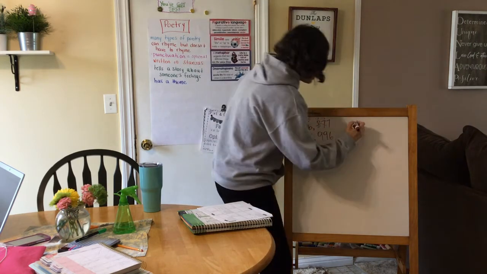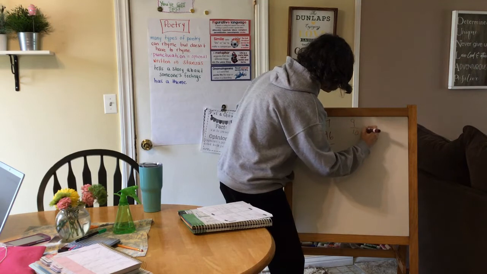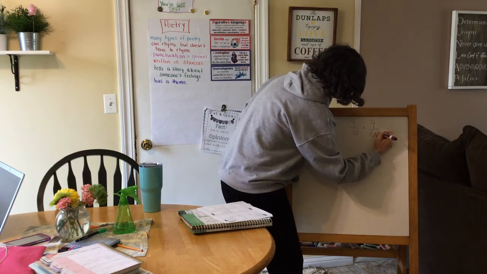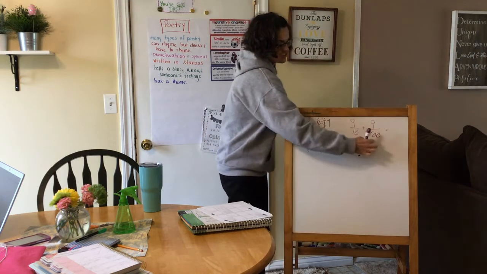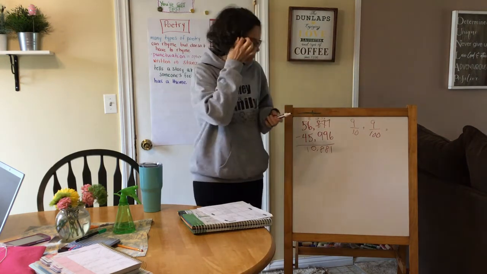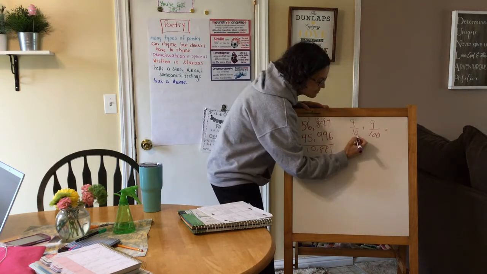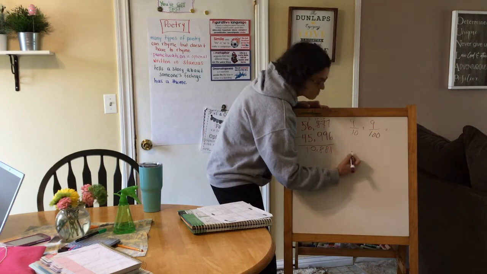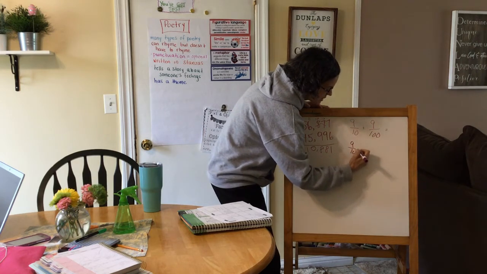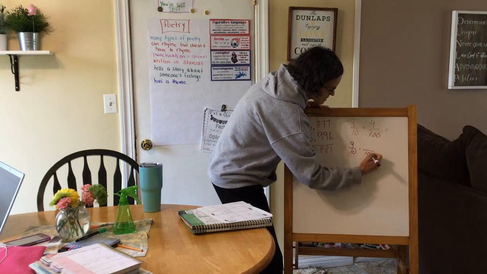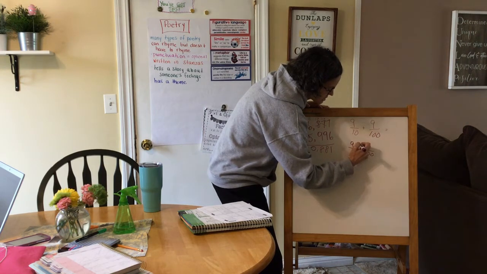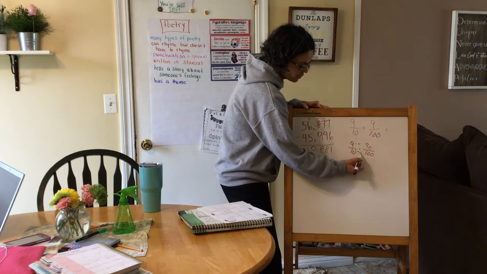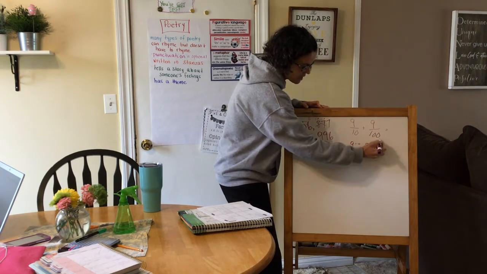Next one, 9 tenths plus 9 hundredths equals. Okay, the denominators are different, so I have to make them the same. So how can I get from 10 to 100? I just have to do what? Multiply by 10. So I'm going to change this to 90 hundredths.